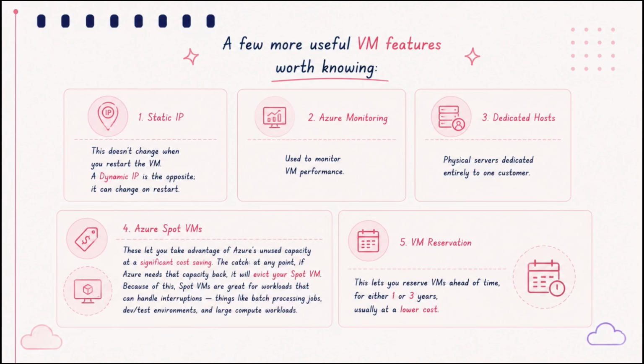Azure Spot VMs, these let you take advantage of Azure's unused capacity at a significant cost savings. The catch, at any point if Azure needs that capacity back, it will evict your Spot VM. Because of this, Spot VMs are great for workloads that can handle interruptions. Things like batch processing jobs, dev test environments, and large computing workloads. VM reservation. This lets you reserve VMs ahead of time for either 1 or 3 years, usually at low cost.